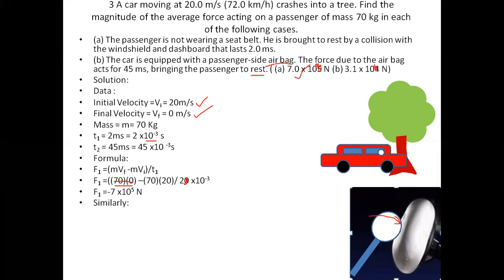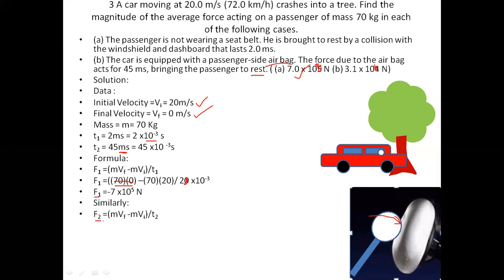For T1, it was the person hitting the windshield and the dashboard. T2 is the time for the person hitting the airbag, which is 45 milliseconds, equal to 45 into 10 power minus 3. Why is it minus 3? Because it is given in milli. Again, we are using the formula, because we are talking about the second person we write F2, before, when we talked about the first person, we wrote F1.